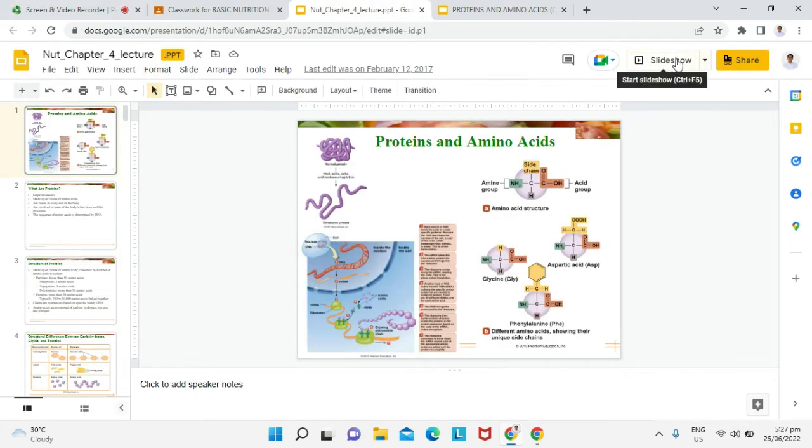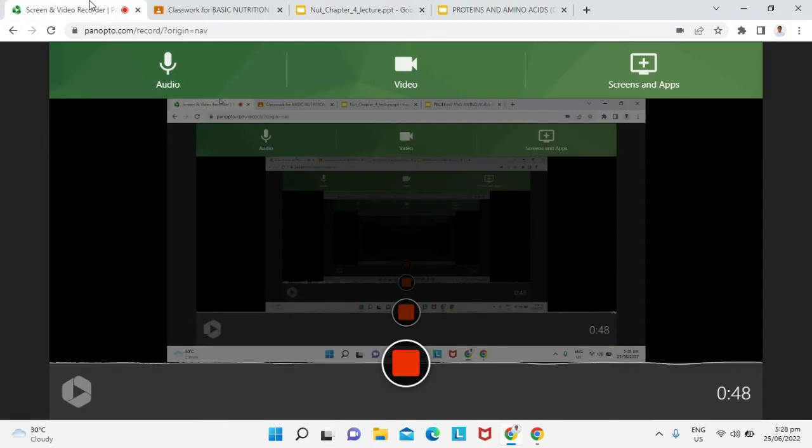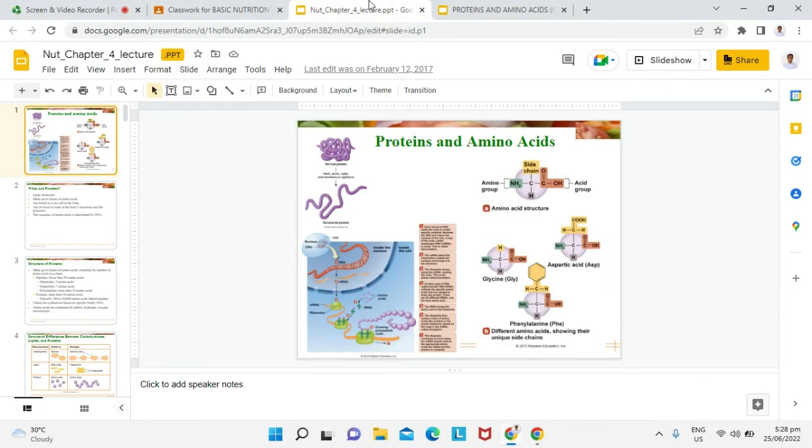Okay, so we are now on the second part of chapter 4, which is all about proteins and, of course, amino acids. If the building blocks for carbohydrates is monosaccharides, the building blocks for proteins is amino acids. So, building blocks refer to the smallest components that build a particular macronutrient. So for proteins, it's amino acids. We will not only discuss proteins in general, but also its component amino acids.